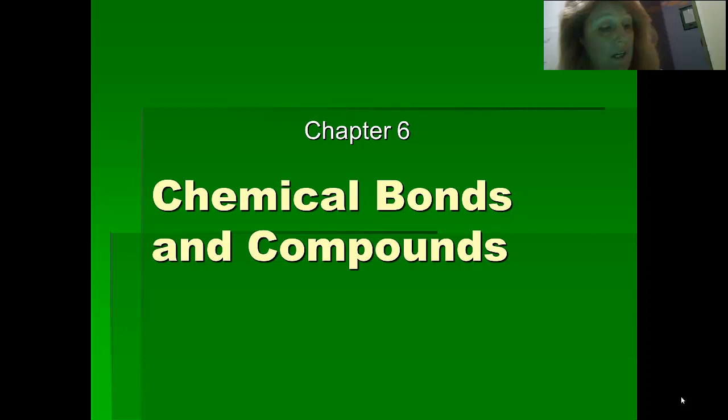We're going to start talking about chemical bonds and chemical compounds. You've just finished the periodic table, so you understand what an atom is. Now we get to put them together and see how they interact with each other.